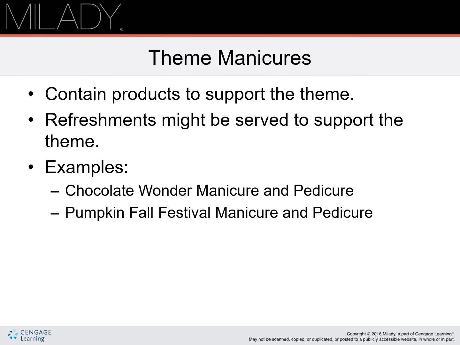Okay, so let's talk about themed manicures. These contain products to support the theme. These can be lotions, these can be masks. Refreshments might even be served to support the theme. Examples: a chocolate wonder manicure and pedicure, or a pumpkin fall festival manicure and pedicure. This time of year, there's a lot of pumpkin. You can do a pumpkin pedicure with a pumpkin mask on your feet. Or I have seen it at Valentine's where they do chocolate. Basically, they serve you strawberries and champagne, and then you get a cocoa or chocolate mask on your feet.